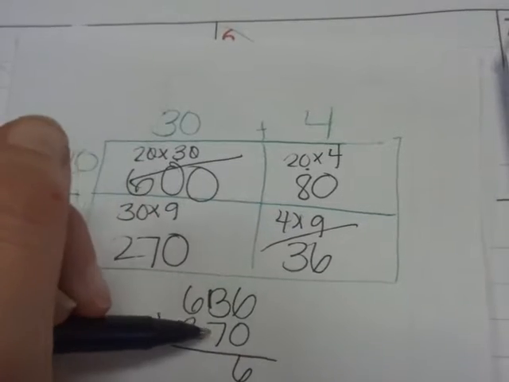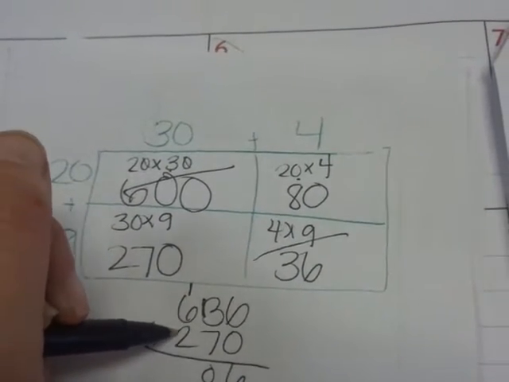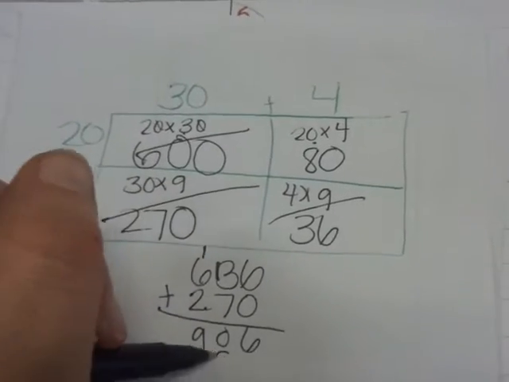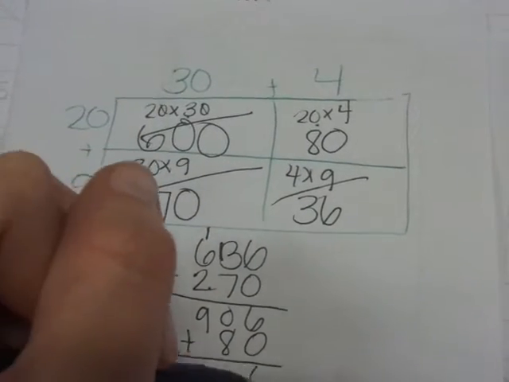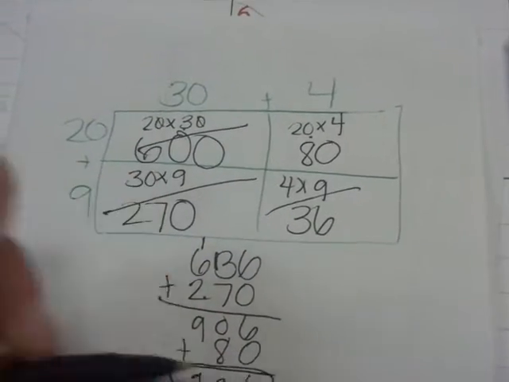6 plus 0 is 6. 3 plus 7 is 10. 6 plus 1 is 7. Plus 2, 8, 9. Now plus 80. 6, 8, 9. 986 is my total.